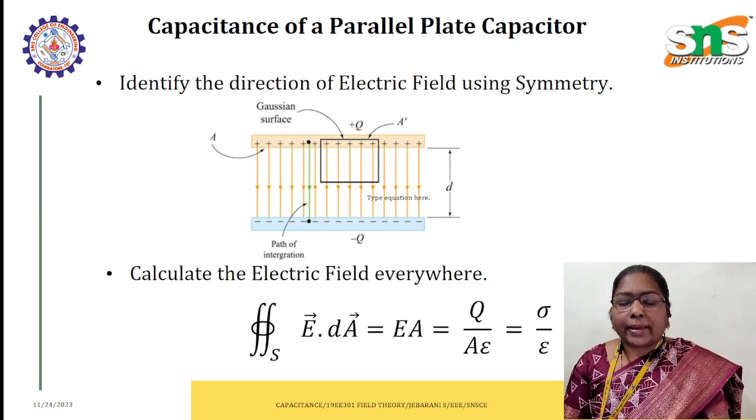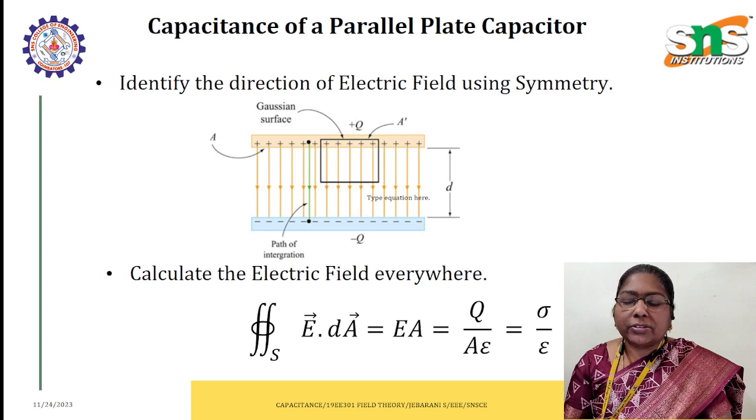Let's take up a parallel plate capacitor. First we need to identify the direction of the electric field, so we need to know the Gaussian surface. In a parallel plate capacitor, the charges are stored on the surface of the plates, or the electrodes. So the electrode's surface is going to be the Gaussian surface. To calculate the electric field, we need to apply Gauss's law, that is, the closed integral of the electric field over the surface area, which will give us the value of the electric field.